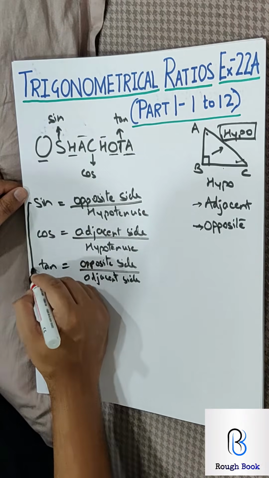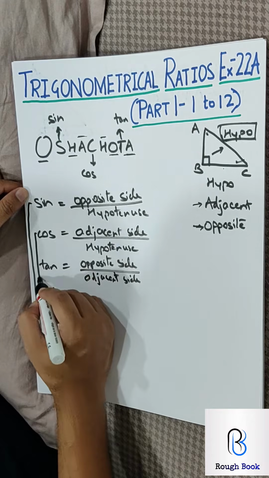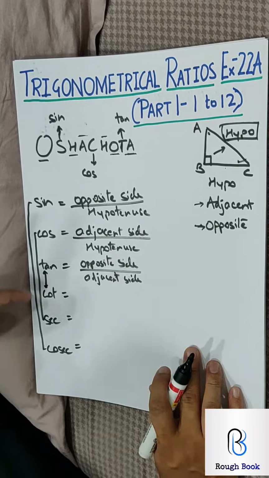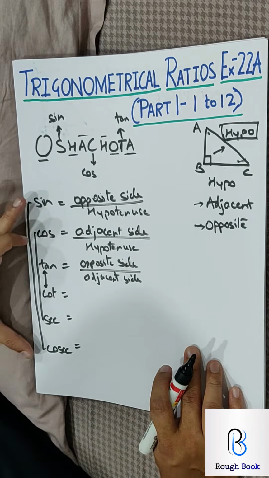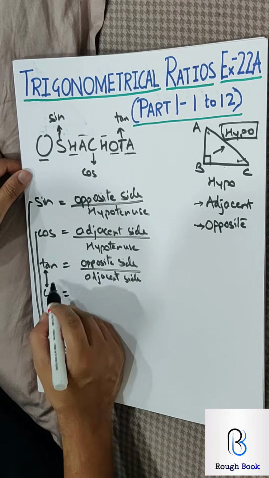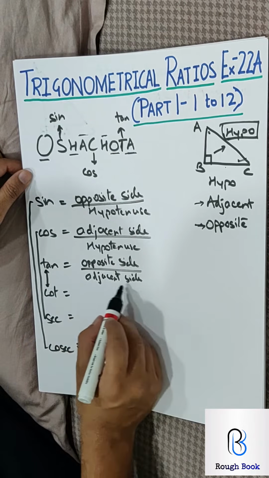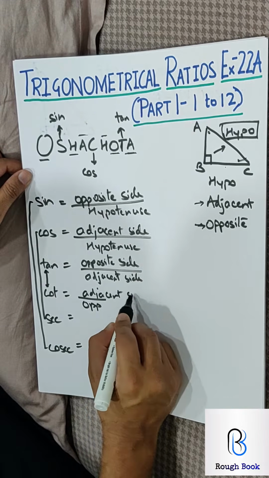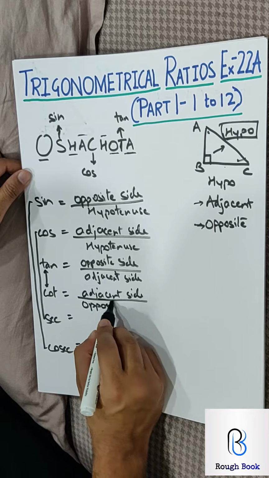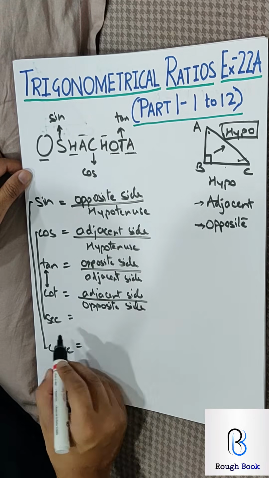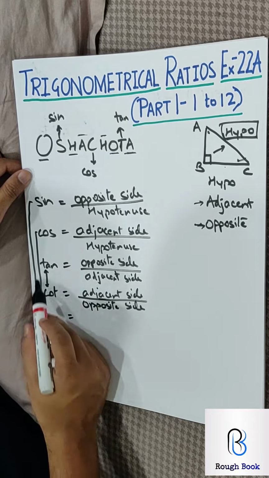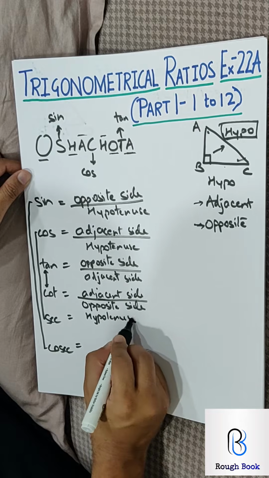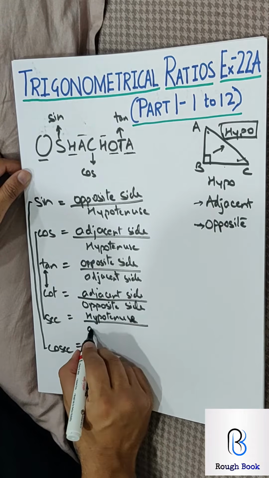Now you have to make a grid over here. First and last, second and second last, and these two. They are all reciprocal to each other. So we call them reciprocal ratios. So cos and tan are reciprocal. So what will happen? Yes, adjacent upon opposite. Are you getting this? Adjacent side upon opposite side. Likewise, what will happen to sec? Reciprocal of cos. So hypotenuse upon adjacent side.